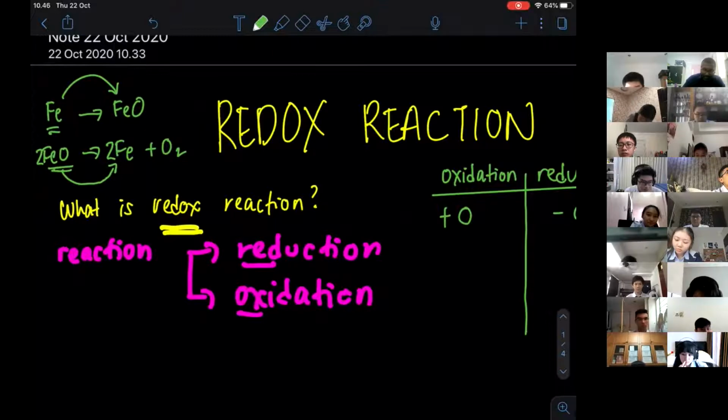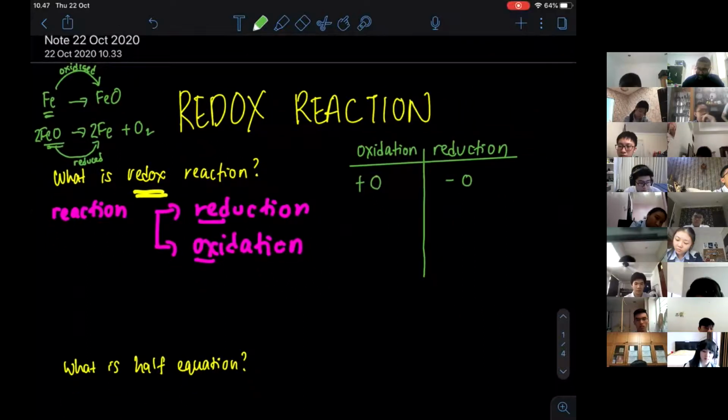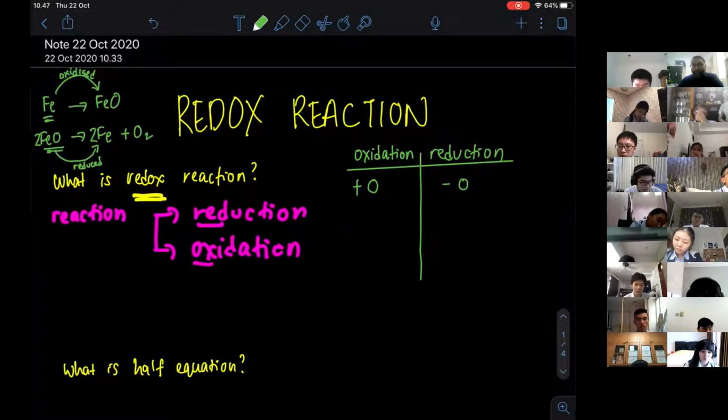So Fe is oxidized, FeO is reduced. Please take note which one is being reduced, the one that I underlined over there. FeO is being reduced to become Fe. So that is my first way to identify oxidation and reduction.